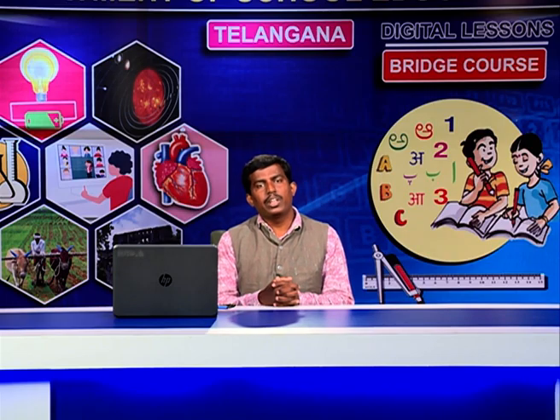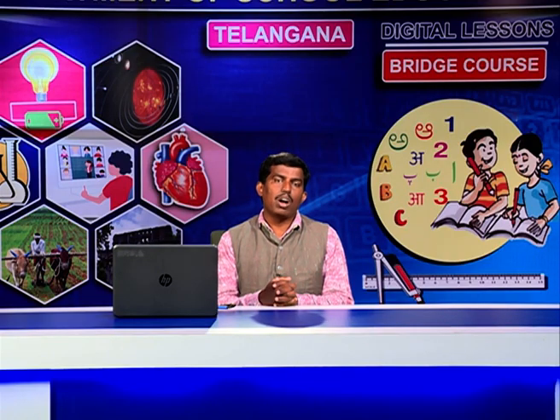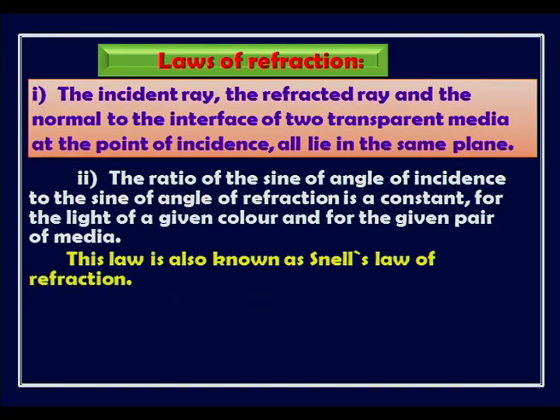In case of reflection, the angle of incidence is equal to the angle of reflection, but in case of refraction, the angle of incidence is not equal to the angle of refraction. Instead, the ratio of the sine of the angle of incidence to the sine of the angle of refraction is constant. This law is also known as Snell's law of refraction, because it was first formulated by Willebrord Snellius.